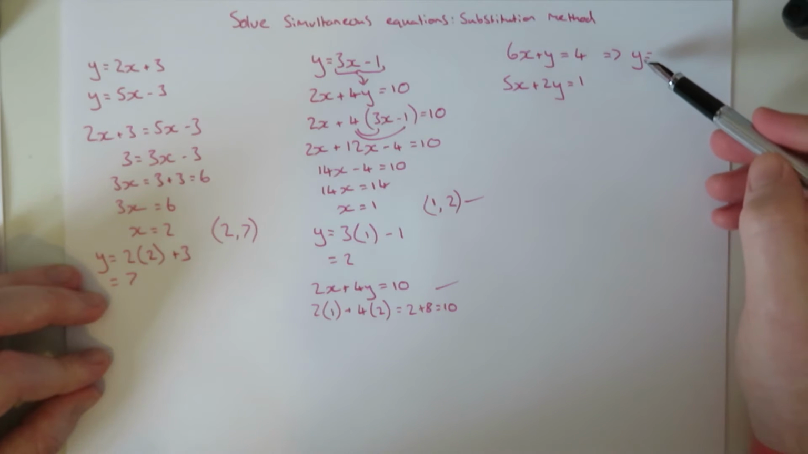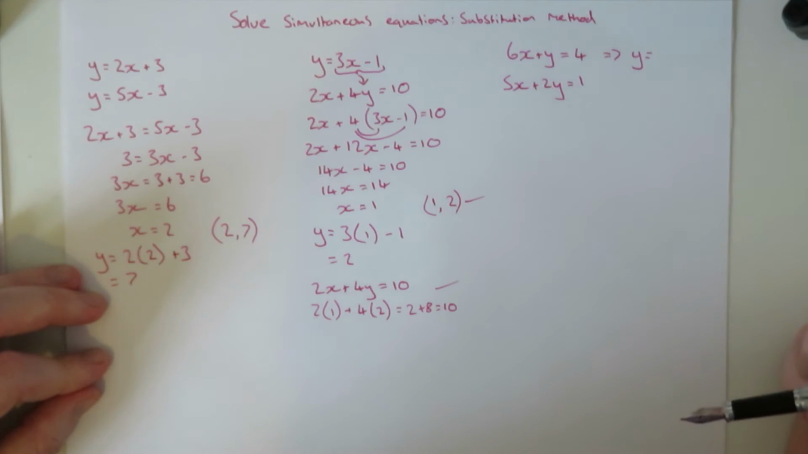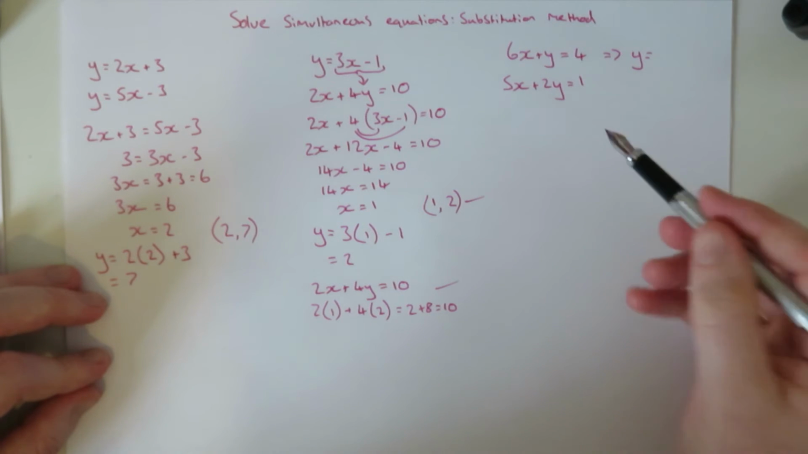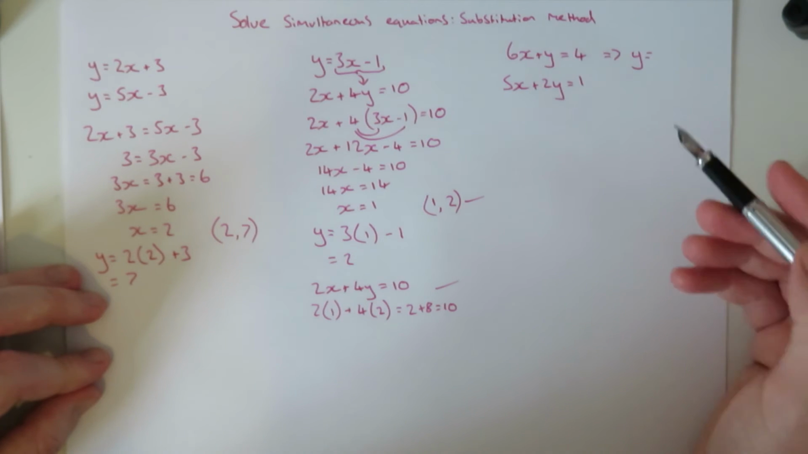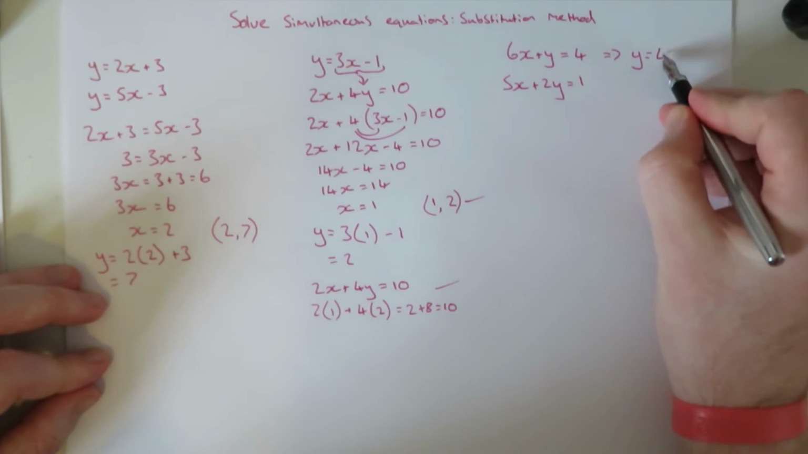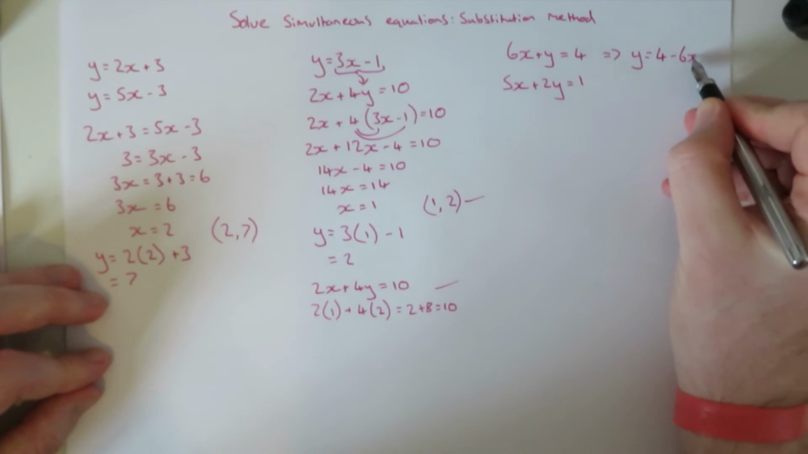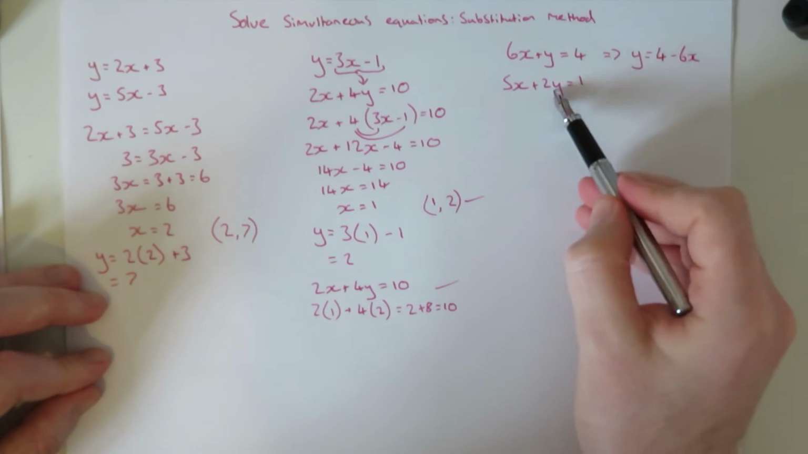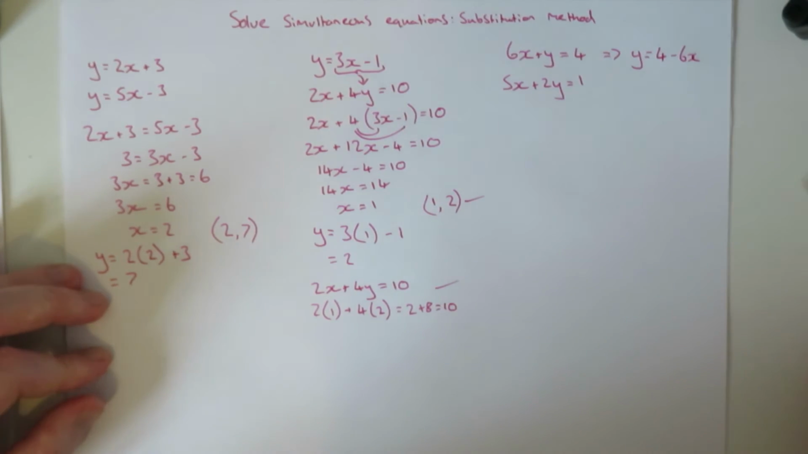If you need a second to work that out, then go ahead, pause the video. If not, to get y on its own, we simply have to get rid of the 6x, so we subtract 6x off both sides. So then the right hand side will be 4 subtract 6x. And now you have two equations which is very similar to this example here, just that the numbers are different.